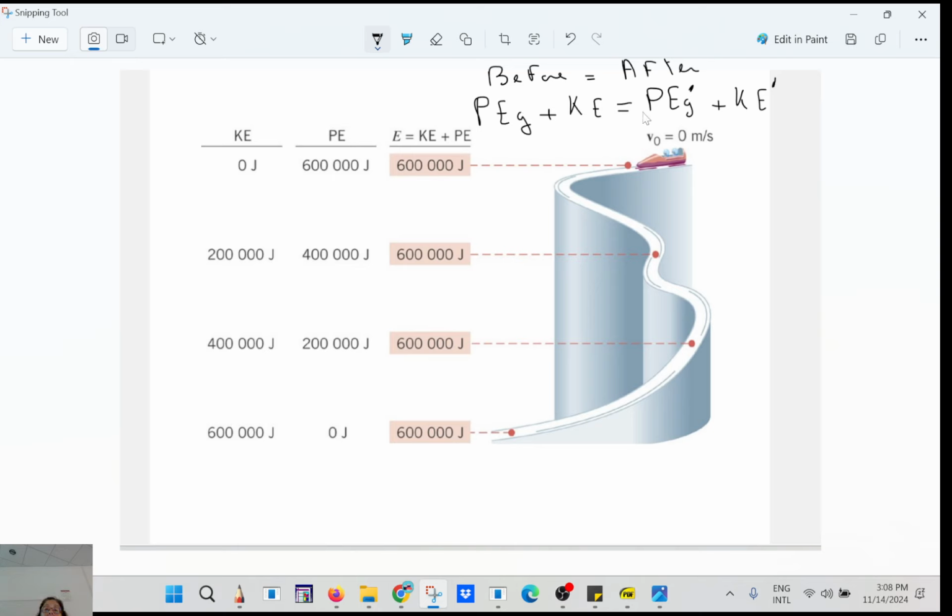So in that case, before, did we have any kinetic energy? No. So in that case, that was 0 and that will be 0. But the total amount of energy will stay the same. It's just switching back and forth between gravitational potential energy and kinetic energy.